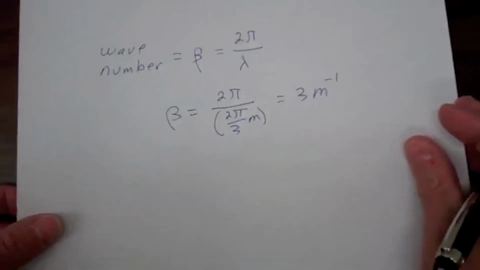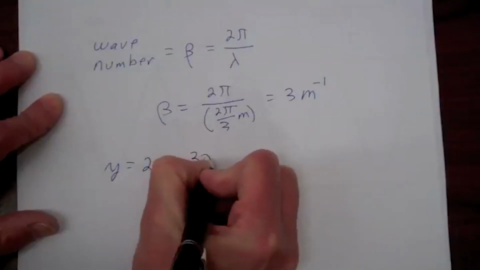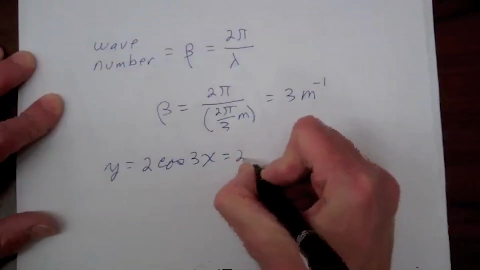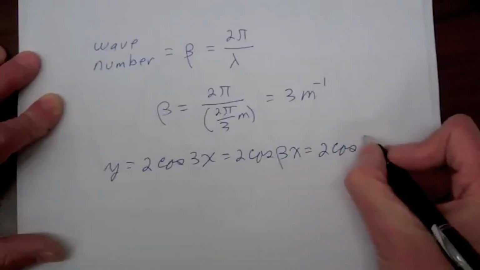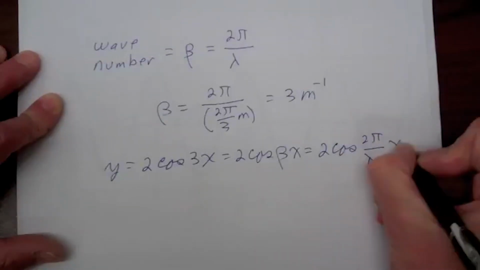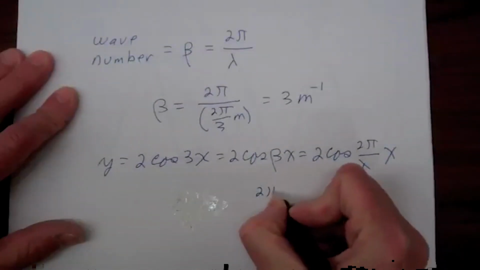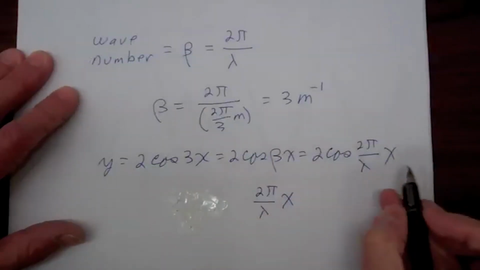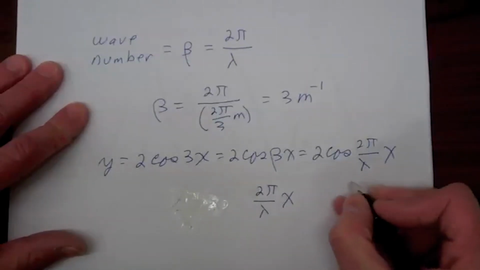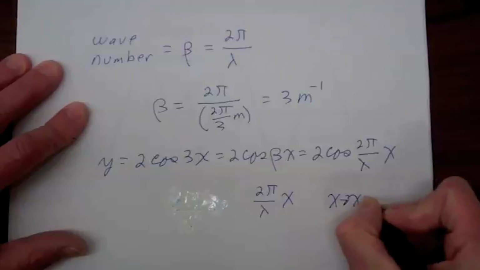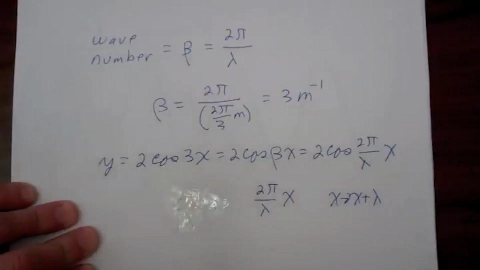So let me rewrite our wave as y is equal to 2 cosine of 3x, which is 2 cosine of beta x, or 2 cosine of 2 pi over lambda times x. Looking at the argument of our cosine function, we see that whenever x changes by the amount of one wavelength, then the argument of the function will change by an amount 2 pi.